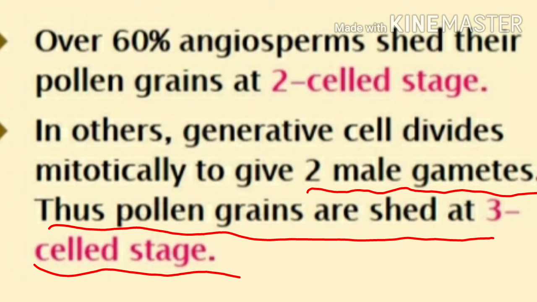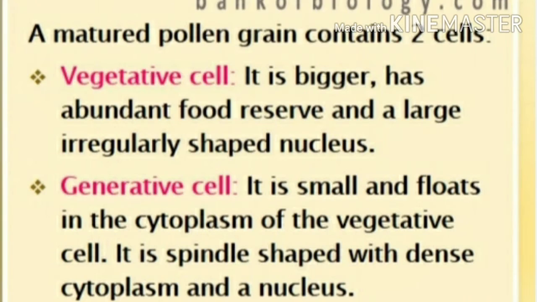So this is known as the three-celled stage of the pollen grain. Now coming to the bigger vegetative cell, you can see that it is rich in abundant food reserve. Food materials are stored here, and it has a large irregular nucleus. This is mainly responsible for the development of the pollen grain, giving nourishment to the pollen grain.